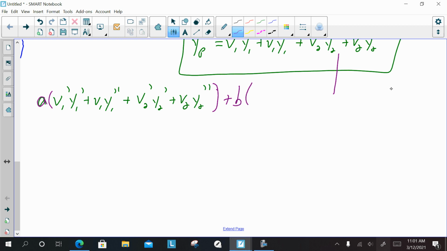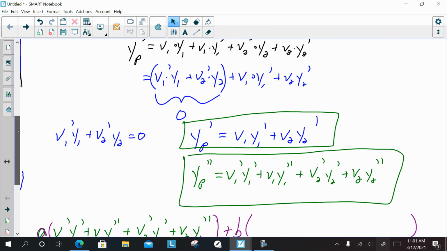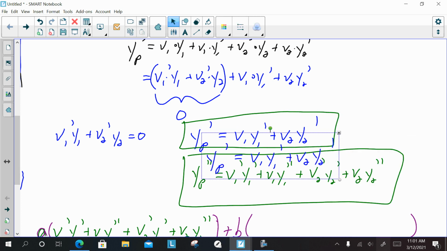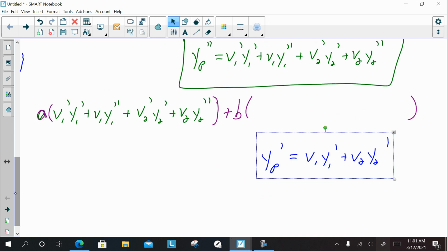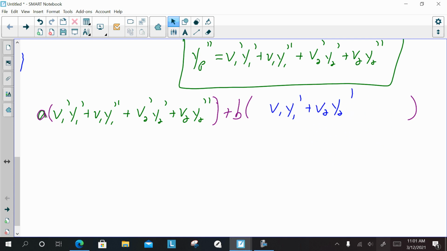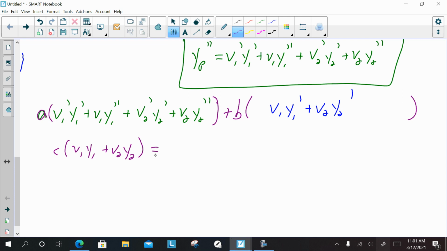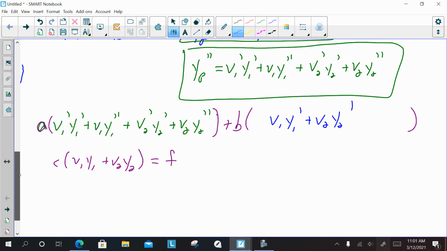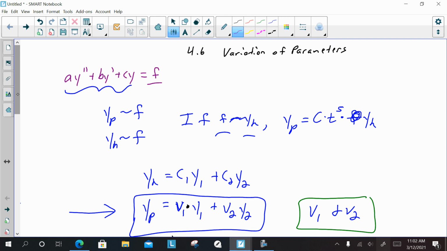Then we have B times our first derivative. So our first derivative is here. So copy this. We don't need this stuff out front. That's just letting us know that this is the first derivative. So B times that. And then C times our function, which was V1 Y1 plus V2 Y2. And that equaled F. F is our function on the right side.